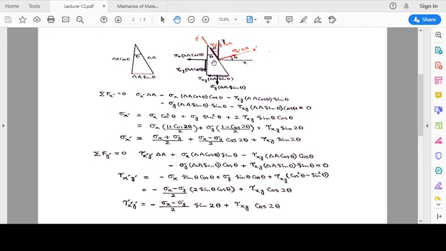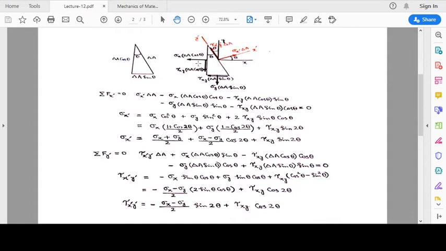Now we sum the forces in x prime direction. Summation Fx prime is equal to 0. So this force is already in x prime direction. So we have sigma x prime into delta A minus component of this.